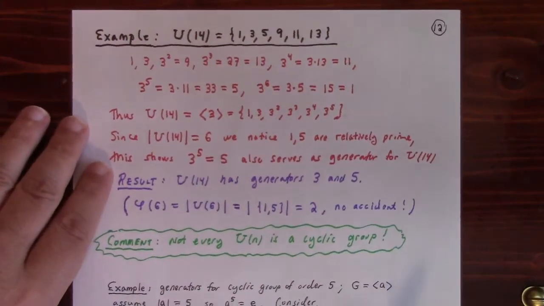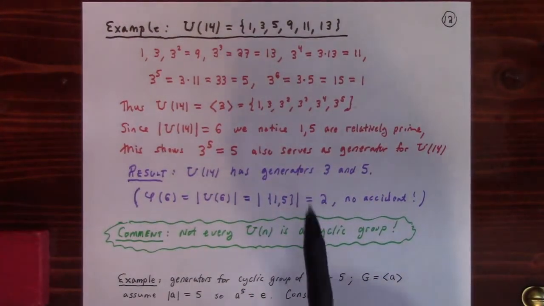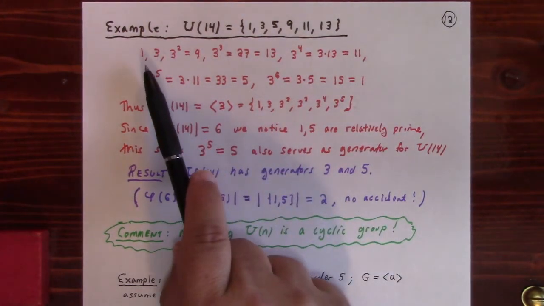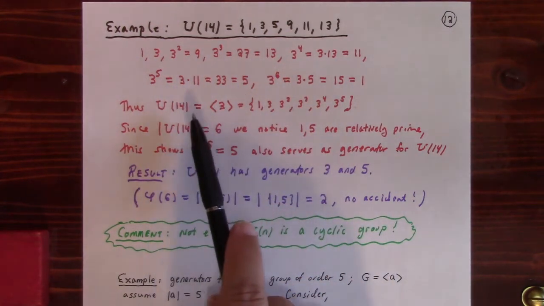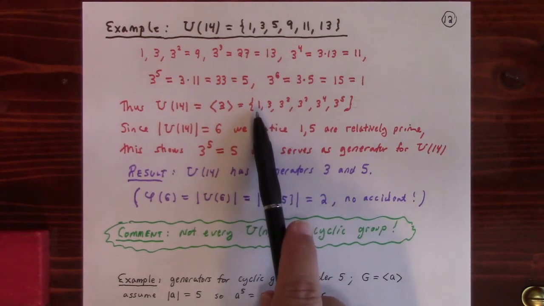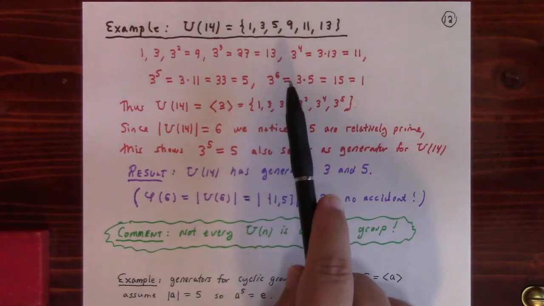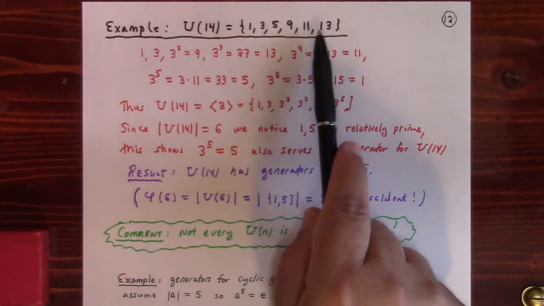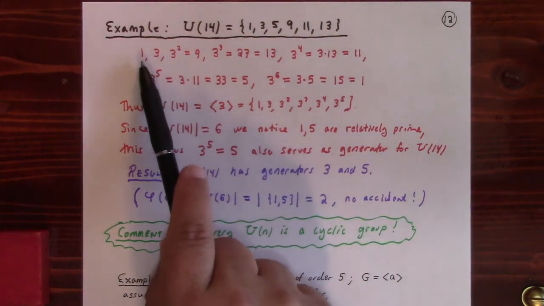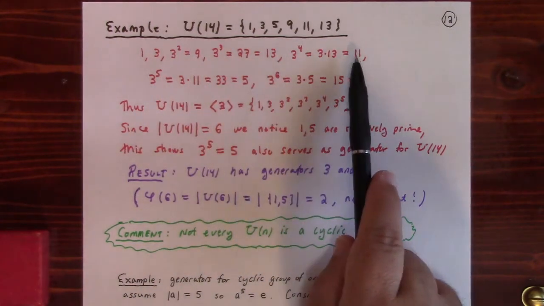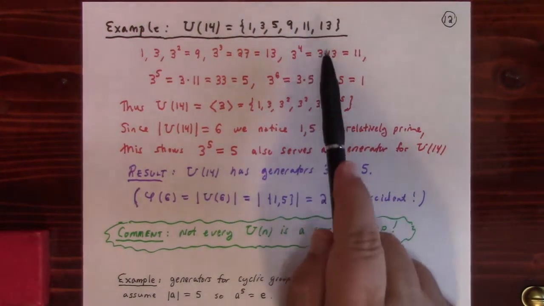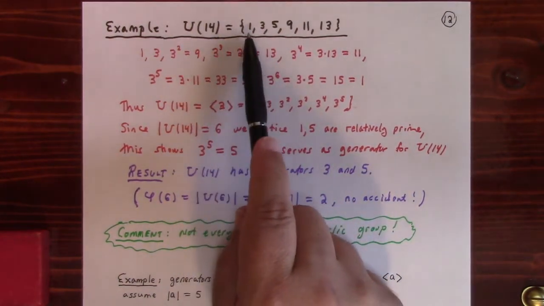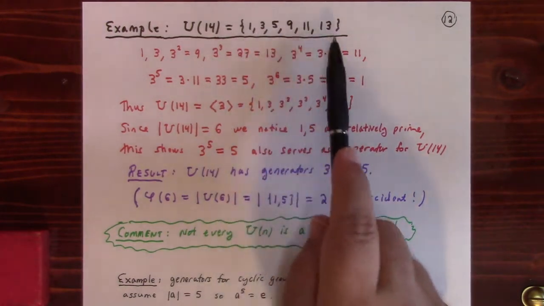Here's an example. All right, so U14, we can see that U14 is cyclic by direct calculation. If you look at powers of 3, you'll find that you exhaustively generate all of U14, namely 1, 3, 5, 9, 11, and 13. The powers of 3 go like 1, 3, 9, 13, 11, 5, and back to 1 again. They're not in that order, right? But it does fill out that list.